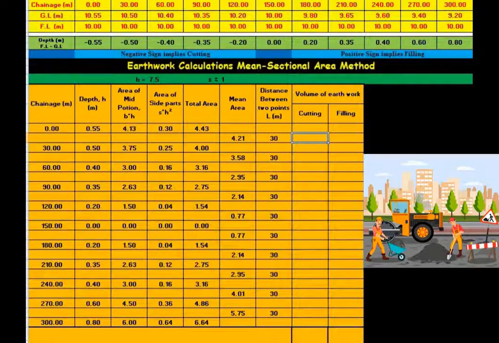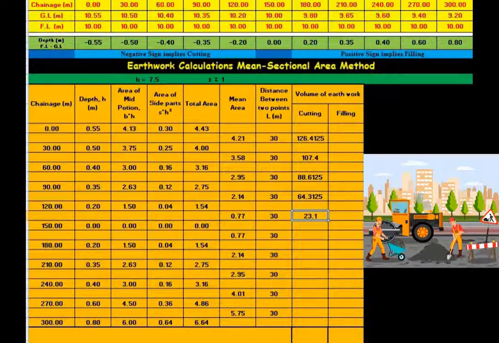Now the volume of earthwork for 0 to 30 meter is 4.21 times 30. 4.21 multiplied by 30 gives 126.4125. Then 3.58 multiplied by 30 is 107.4. 2.95 multiplied by 30 is 88.6125. 2.14 times 30 is 64.3125, and 0.77 into 30 is 23.1.